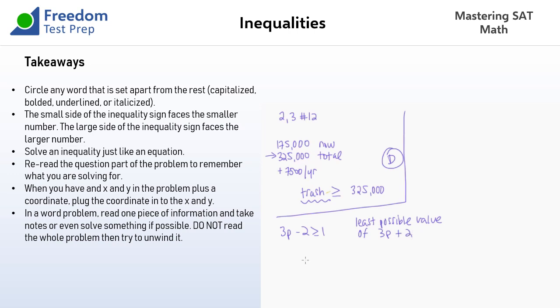All right, so there are several ways to think about this problem. The standard way is just to solve for p just like it's an equation with an equal sign. We add the 2 on both sides, and we get 3p is greater than or equal to 3, and divide out the 3 to get the p alone. We get p is greater than or equal to 1. Then we plug the 1 in for p, and we get 3 times 1 is 3 plus 2, and that's 5, and 5 would be an answer.